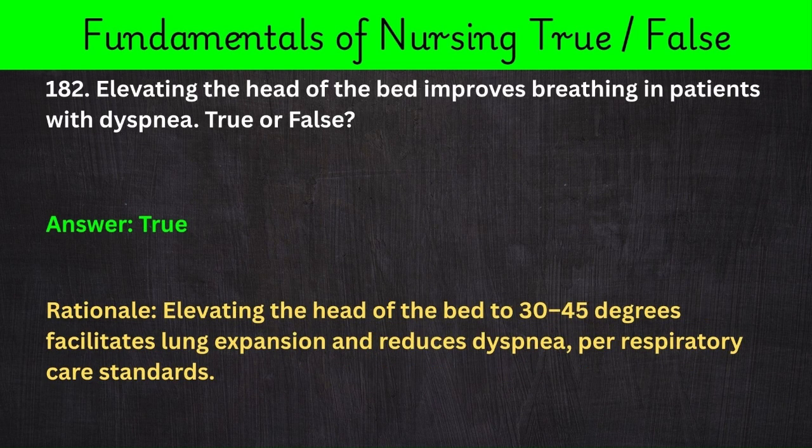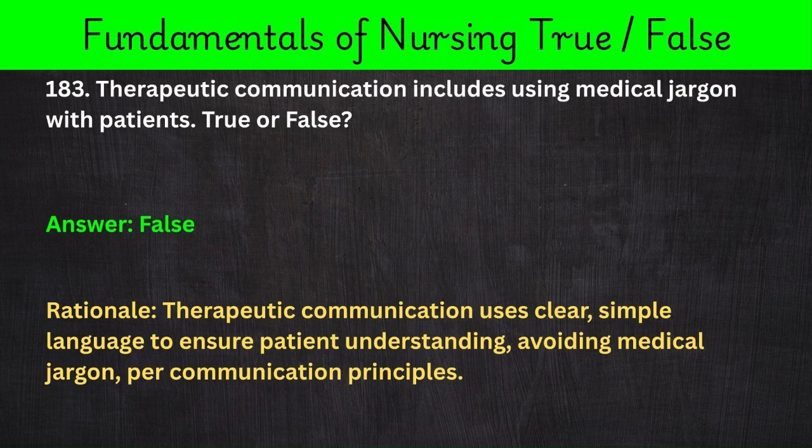182. Elevating the head of the bed improves breathing in patients with dyspnea. True or false? Answer: true. Rationale: Elevating the head of the bed to 30 to 45 degrees facilitates lung expansion and reduces dyspnea, per respiratory care standards.